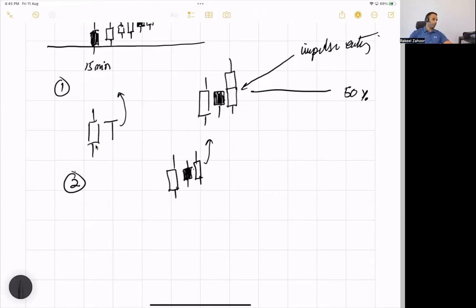Yes. So this goes back to the principles of impulse entries we learned. The principles were that whenever you have a candle that closes with no wick, it's an impulse entry as we break above the high. But if a candle closes with a wick, then you have to wait for the next candle to close. That's basically the caveat when it comes to those things.